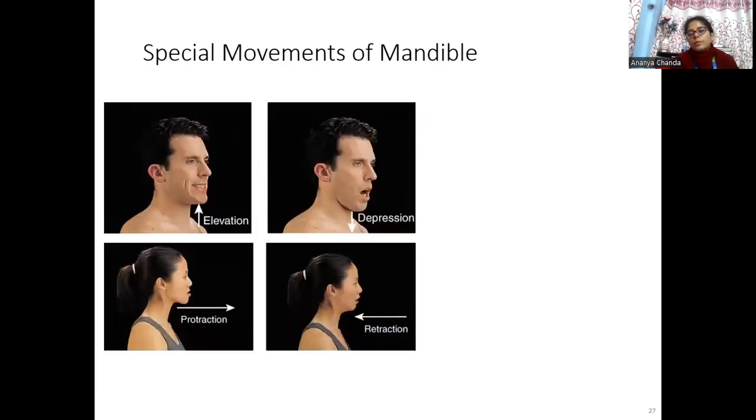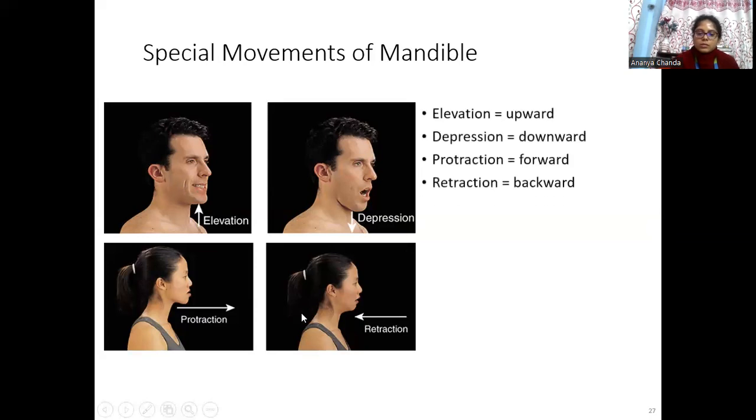Then comes the special movement of the mandible. The mandible, that is the lower jaw, is movable in nature. It is the only bone of the skull that is movable. The mandible can have special types of movement: elevation, depression, protraction, and retraction. Elevation is upward, depression is downward, protraction is going forward, and retraction is backward.